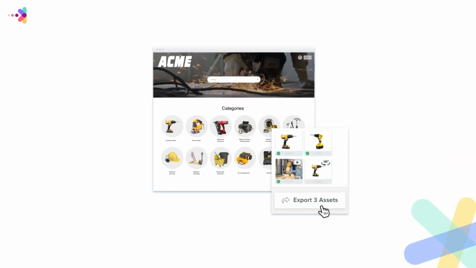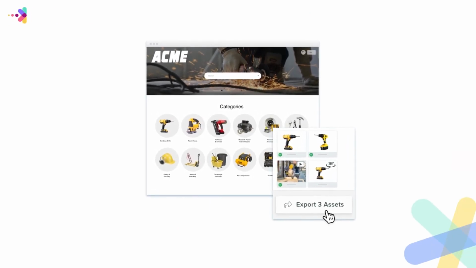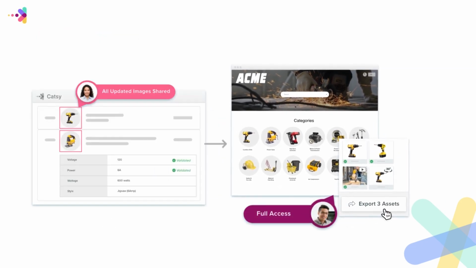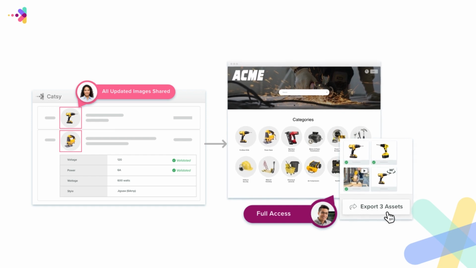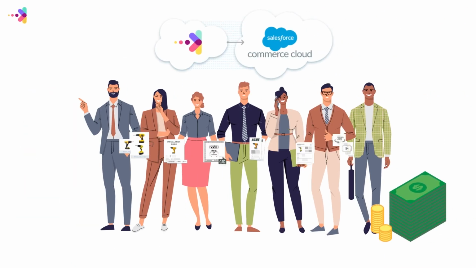In addition, Catsy's brand portal provides an external link that sales reps can use to access and share digital assets that are not supported within Salesforce. This enables marketers to share assets once and avoid last-minute requests from sales. By addressing these challenges, Catsy Digital Asset Management can help marketers ensure that their sales reps have access to the right digital assets right from within Salesforce, making it easier to close deals and drive revenue.